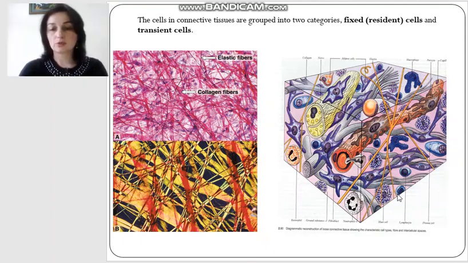Here we can see also the transient cells of the connective tissue. They are blood cells: neutrophils, then eosinophils, even a migrating neutrophil we can see here. Then the lymphocytes, pay attention. The monocytes we can also find here. Finally, plasmatic cells, or plasmocytes.